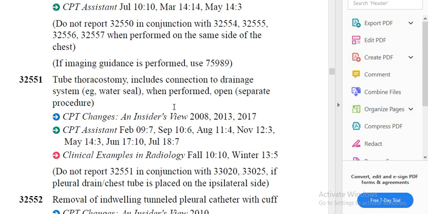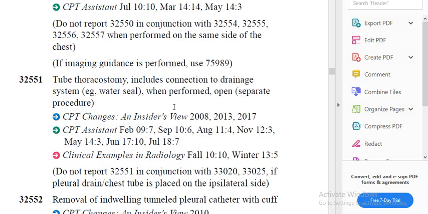If the physician performs only chest tube insertion, we can code this one. Here we have one guideline. Do not report 32551 in conjunction with 33020 or 33025 if the pleural drain or chest tube is placed on the ipsilateral side. Ipsilateral side means same side. Contralateral side is the opposite side.